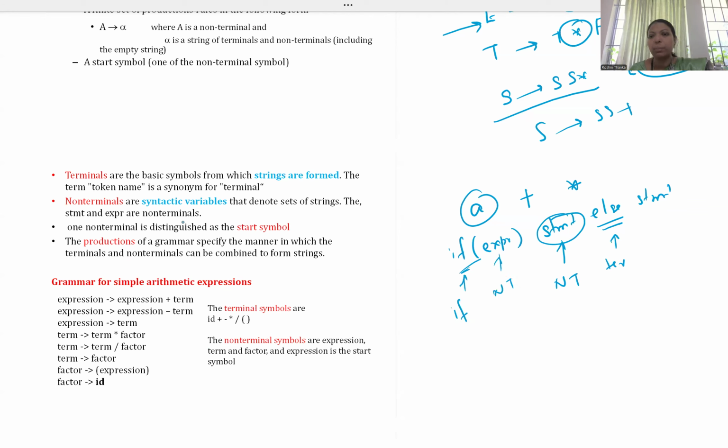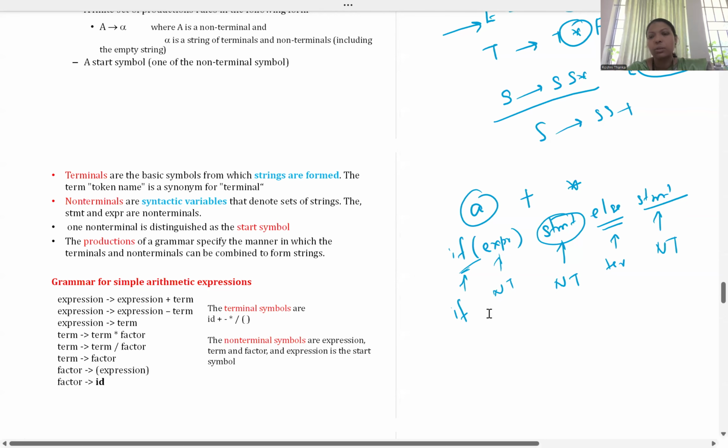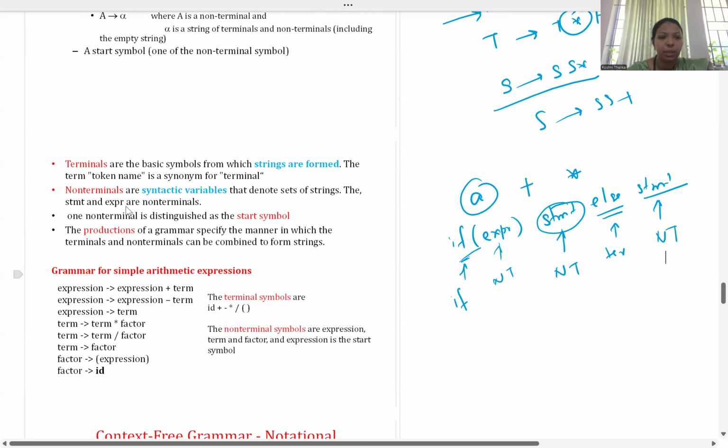So I hope now you can understand. This statement is also a non-terminal. Further it can be derived; I have to say what the statement is. So that is what a non-terminal is. Here statement and expression are all non-terminals. And you know what a start symbol is. If I want to write this, it starts from here. So always we have a start symbol from which it will be starting. And these are all the productions.